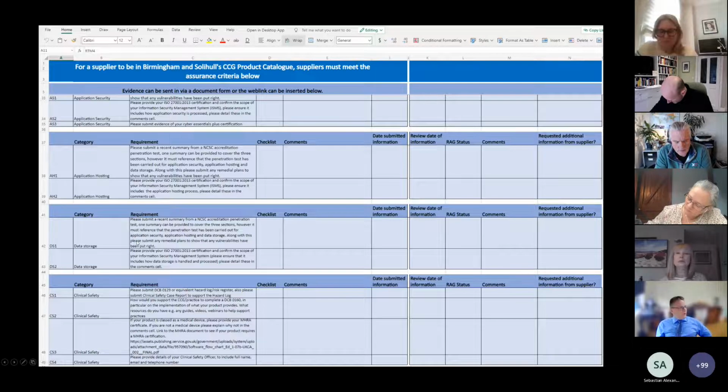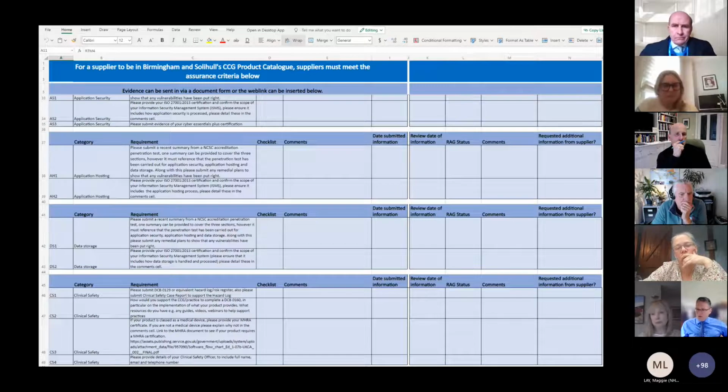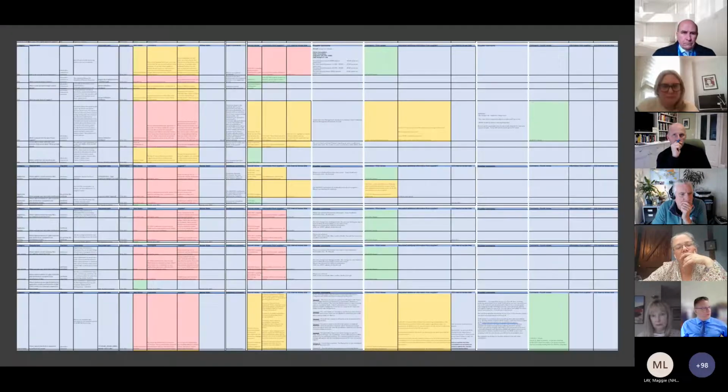But we've got a whole series of sections and assessments that we ask our suppliers to complete. And in time, we're going to look to bring this in line with DTAC, because actually a lot of the questions we ask are much the same. And this is a completed one.